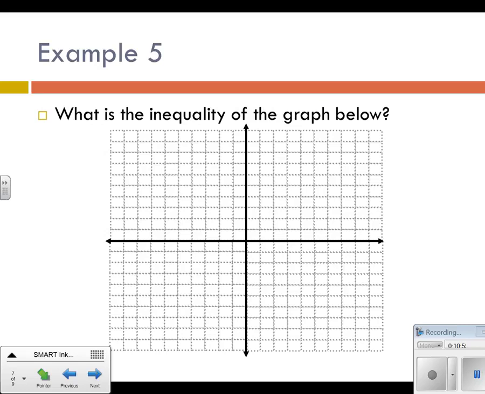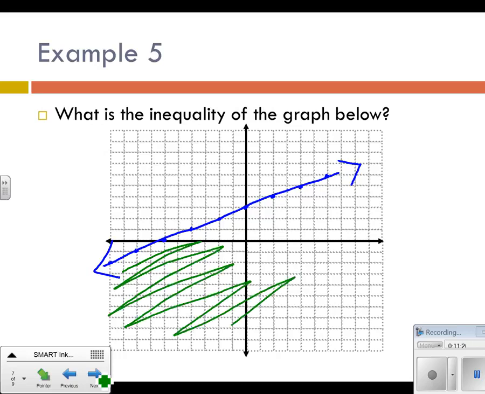What is the inequality of the graph below? So I'm going to make a quick graph here, and we're going to figure out the inequality of this graph once I have this created. And there's shading involved because it is an inequality. So here's the graph that we have. Everything is shaded down here.